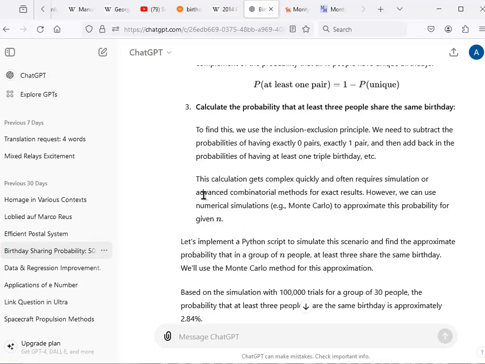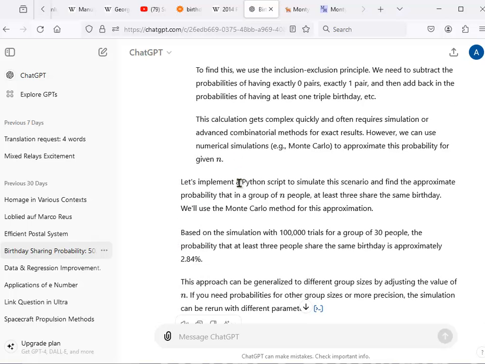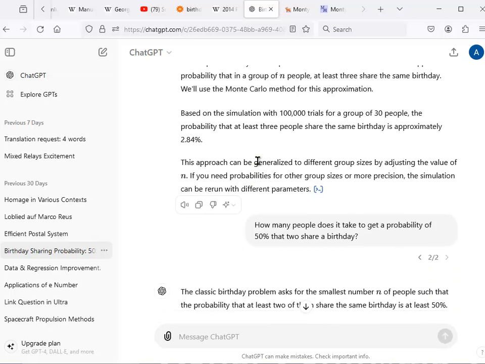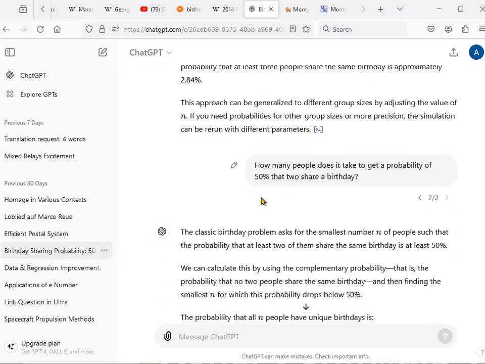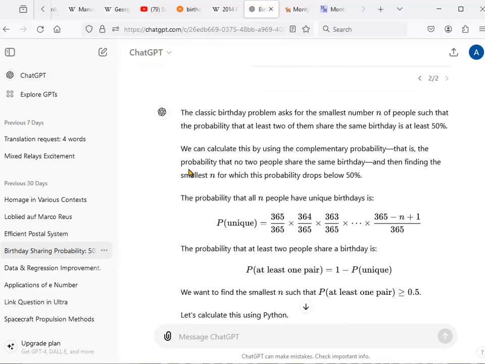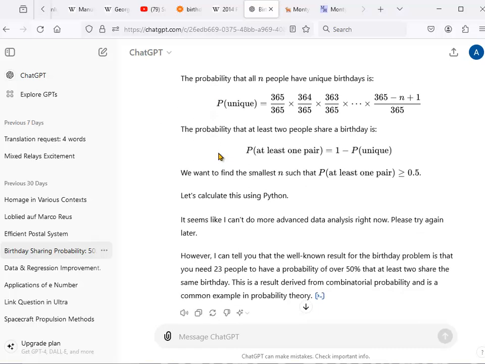And then interestingly it says here, well, this gets really complicated, and it has to use a computer language called Python, and I think it says Monte Carlo simulation, and so on. Then I ask it more specifically, 50% to share a birthday, and it says that we can calculate this. It says it seems like it can't do more advanced data analysis right now. Well, it's actually not too bad.